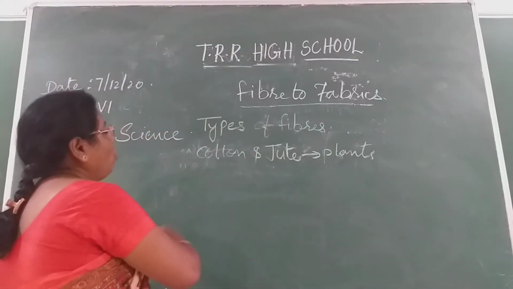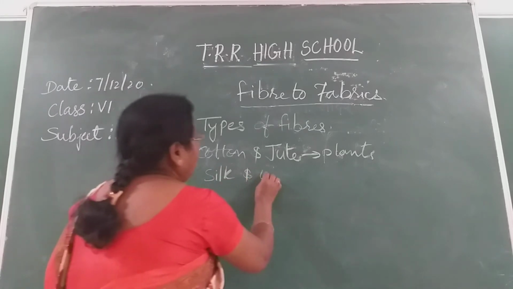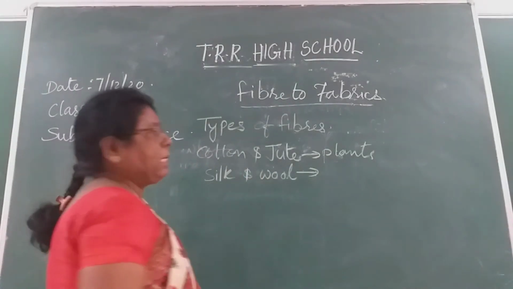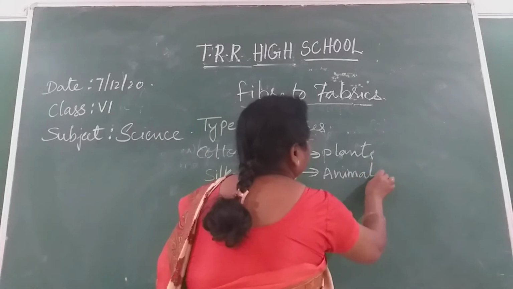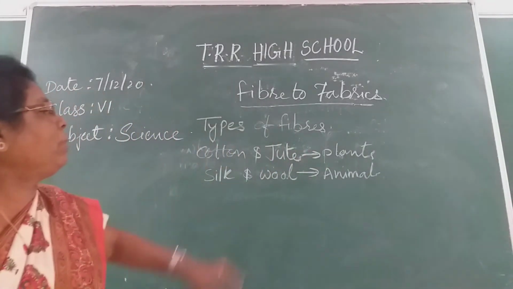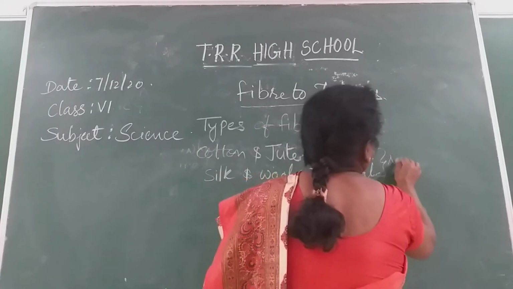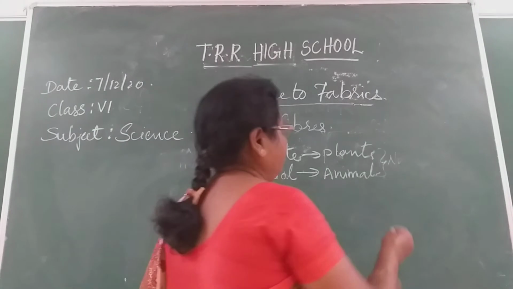Now coming to silk and wool. Silk and wool you are getting from the animals. These are the animal fibers. So these are called natural fibers.